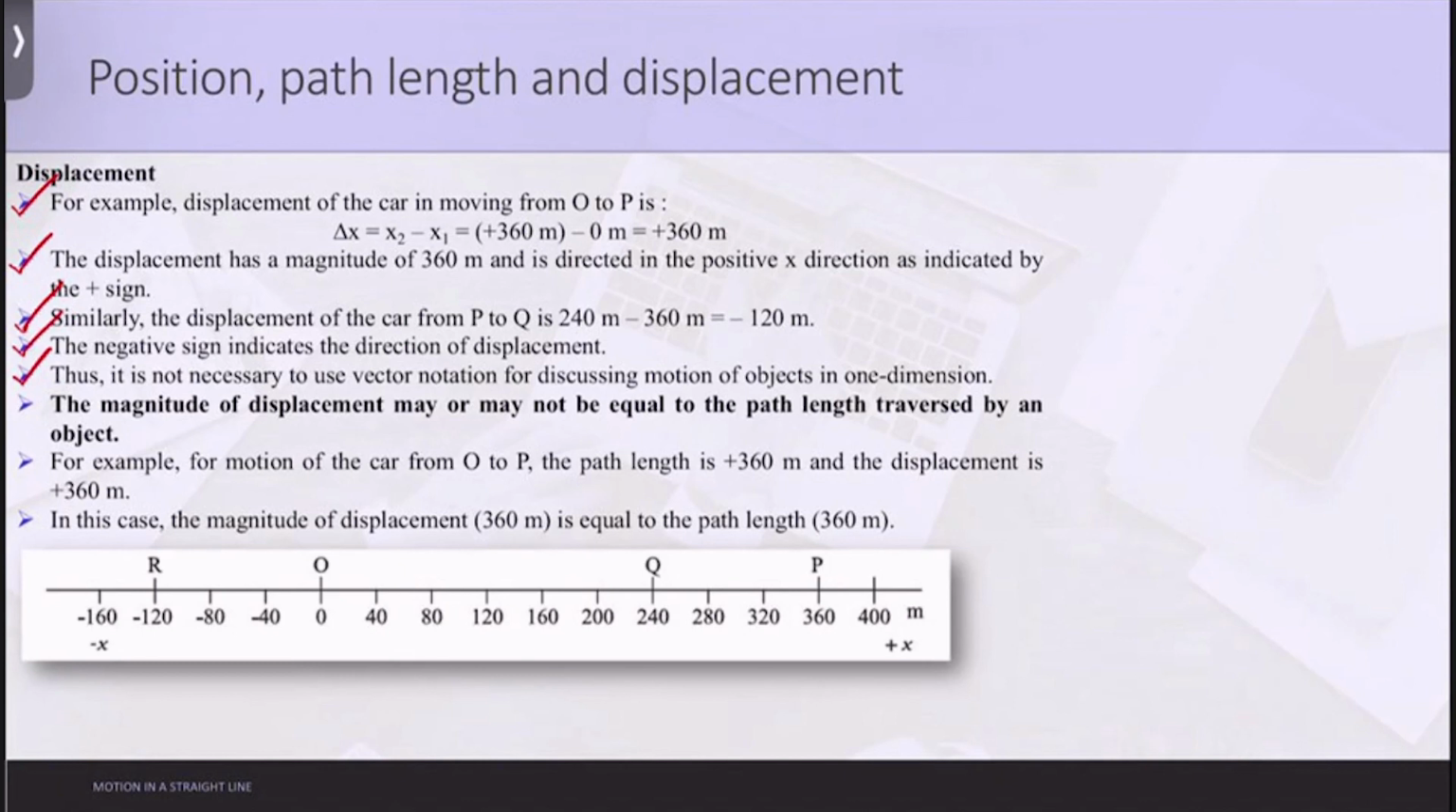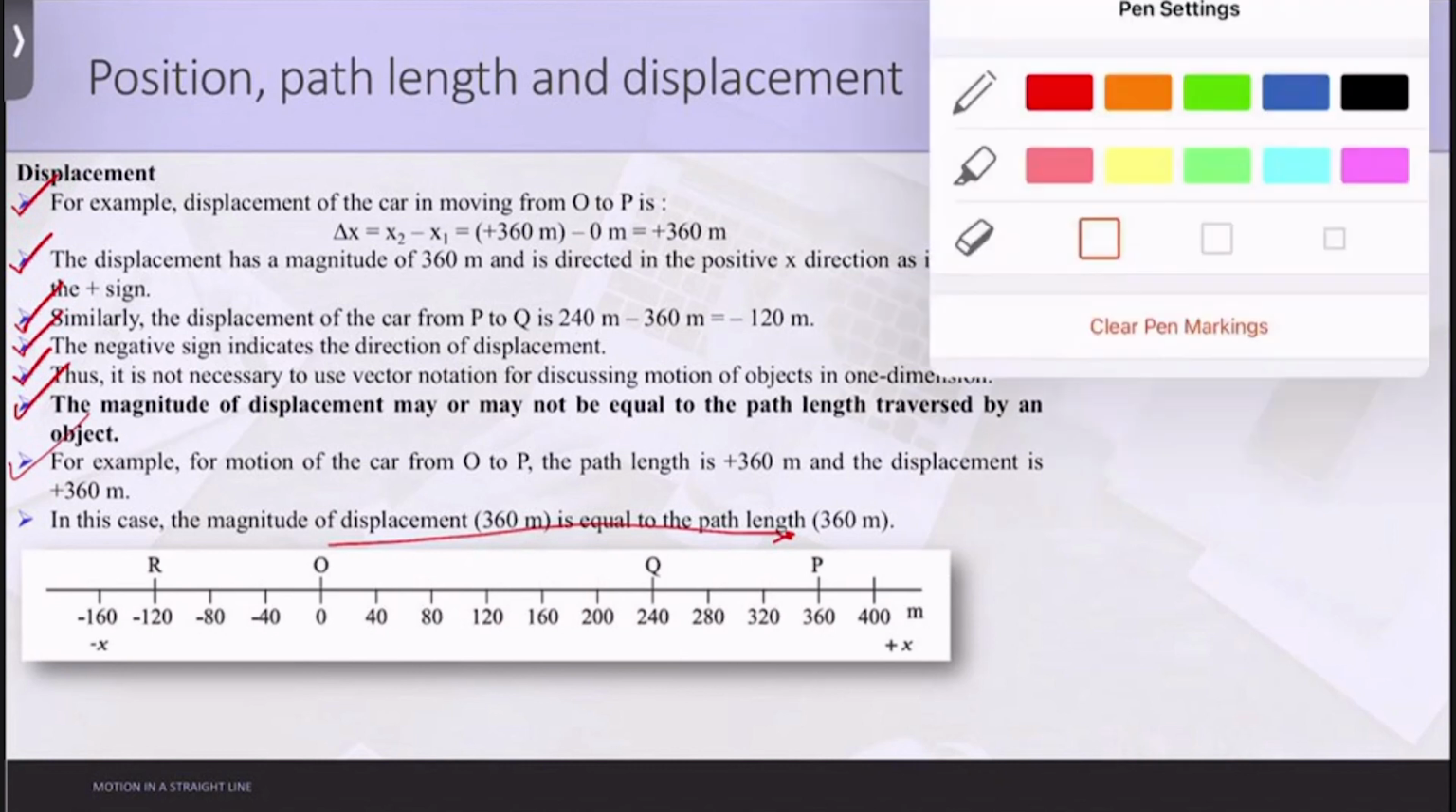So this can be quite clear, but we'll use an example and then we can understand this much more clearly. Example written on the next line only. For example, for the motion of the car from O to P, the path length is 360 meters, quite evident. Displacement is also 360 meters, which we just calculated. So this thing is correct. But this is not always the case.